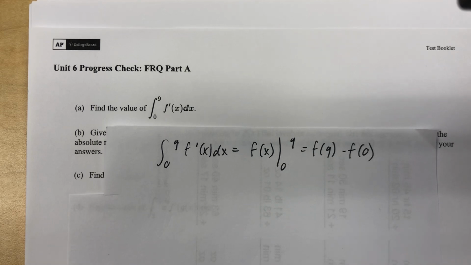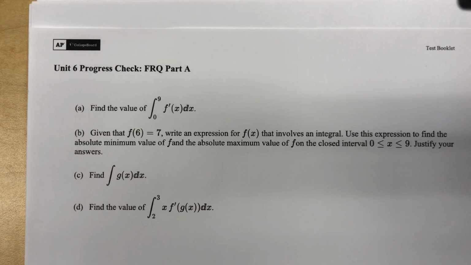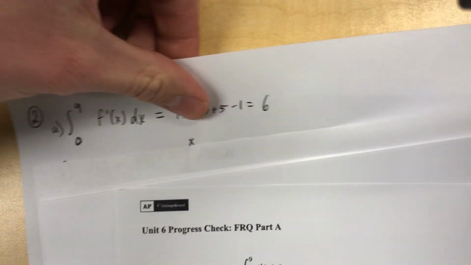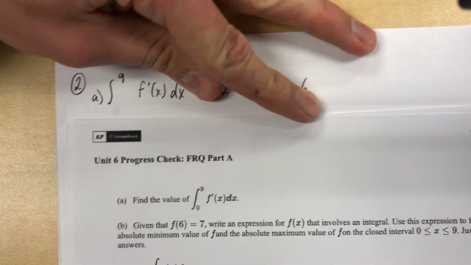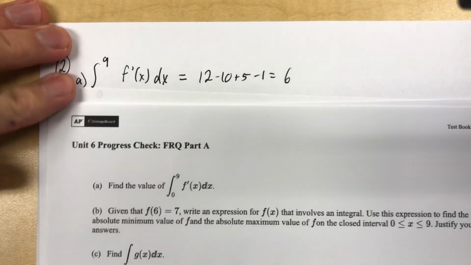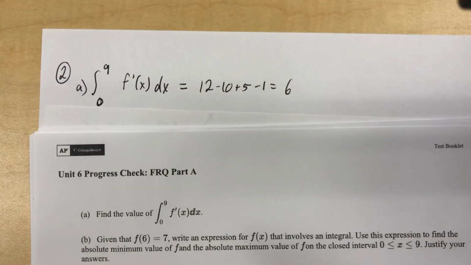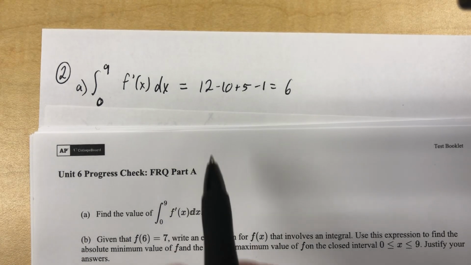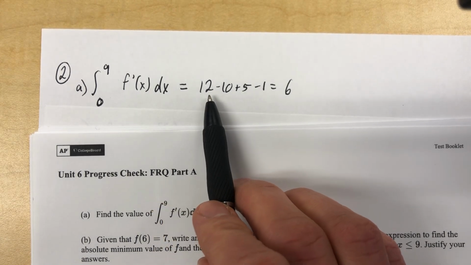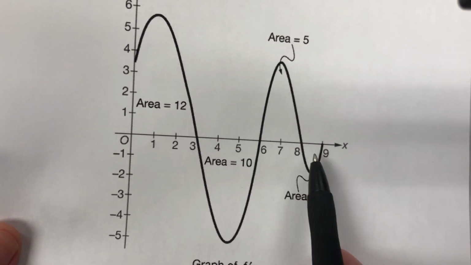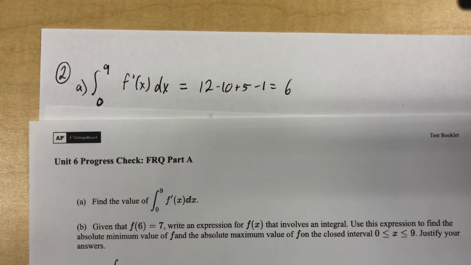Let's do the accumulated area, just the accumulated area of my graph. That's what an integral is anyway. Losing track of where my papers are. Here we go, that's the bottom one. That's it, there's my answer right there. And if you're wondering where those numbers came from, just look at the graph. As we go from 0 to 9 on the x-axis, we are finding the accumulated area: 12, negative 10, because that part's below the x-axis, positive 5, and negative 1, and it ends up with 6. Okay, that was part A.